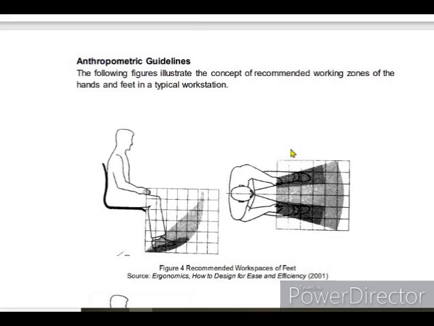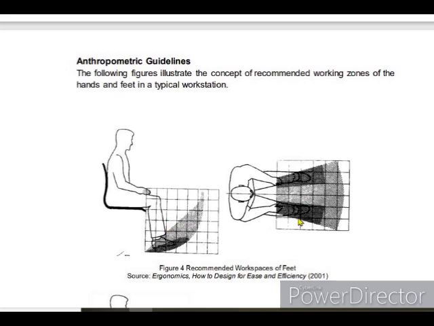So, some anthropometric guidelines. The following figures illustrate the concept of recommended working zones of the hands and feet in a typical workstation. As you notice in the first picture, the area in the grid is from his knees to his toes. It only shows that the area should permit the movement of the knees, as well as the toes, or the feet.